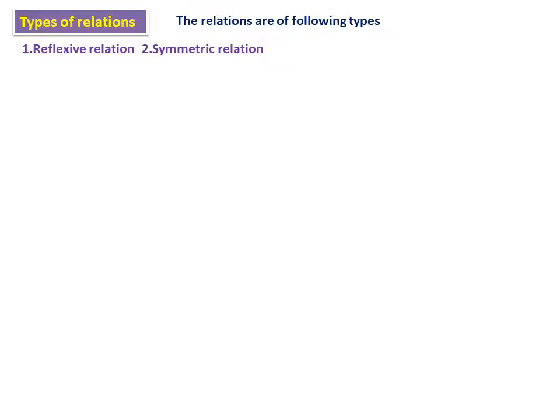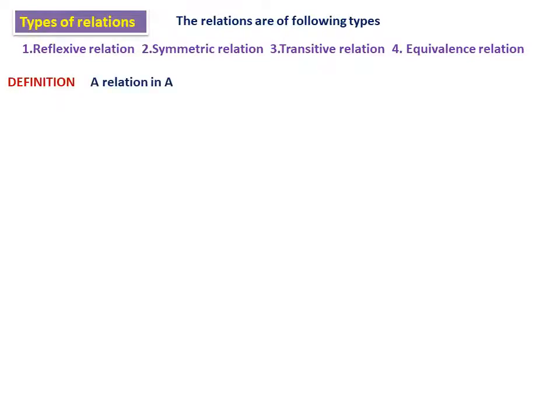Now let us first revise what we have done in the last class. So the relations are of the following types. I have discussed these things: reflexive relation, then symmetric relation, then transitive relation, and equivalence relation. Let me just discuss once again the important definitions just to recall.